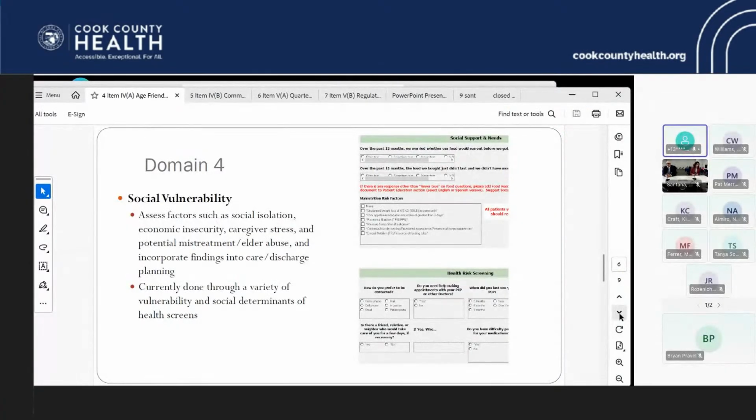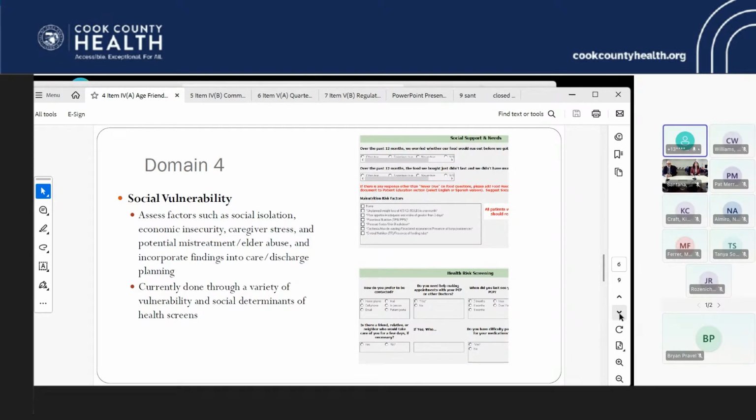So domain 4 is social vulnerability. That is to assess factors such as social isolation, economic insecurity, caregiver stress, and potential mistreatment or elder abuse, and incorporate the findings into the care or discharge planning for the patient. Currently, it is being done through a variety of vulnerability and social determinant health screens, which can be seen on the screen as a few examples.